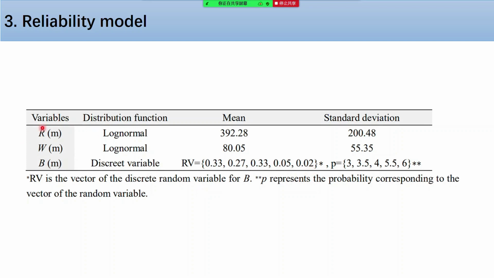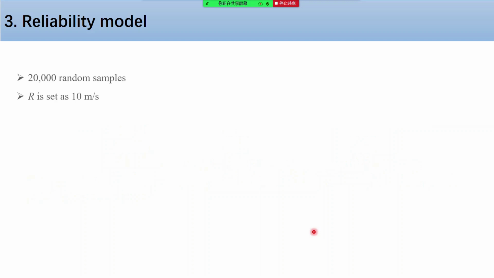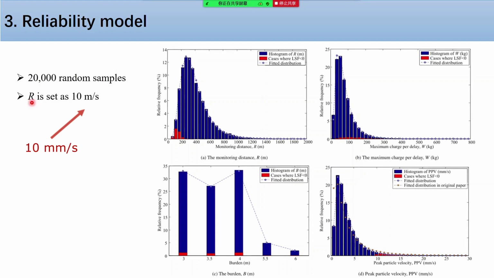So here are the variables involved in the problem. I just define them as random variables. For R, I use the log normal, for W, log normal, and for B, I use a discrete variable. And the mean and the standard deviation are all defined here. So let's proceed to the Monte Carlo simulation. I'm going to use 20,000 random samples, and I just set the R as 10. Considering these two assumptions, the blue bar chart, or the histograms here, show the realizations of the Monte Carlo simulation.